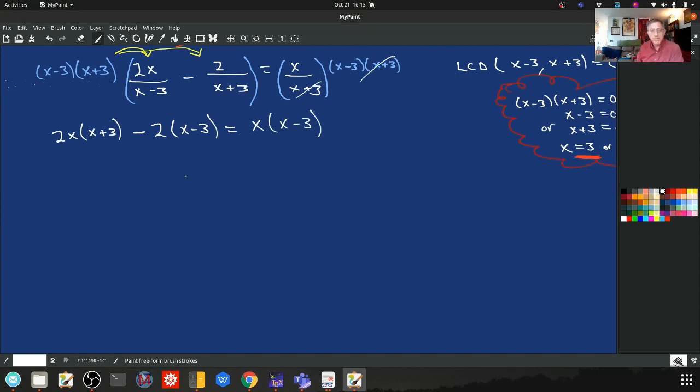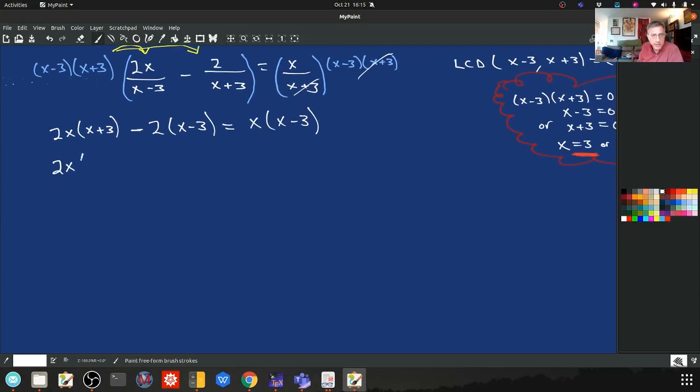Now I have to solve this. And you can do it many different ways, but I'm going to suggest we be really algebraic with it. And of course the way to solve it is I have to set everything equal to 0. So all of my terms with my x value are going to be on the left hand side. So I'm going to move this x times x minus 3 over and set it equal to 0.